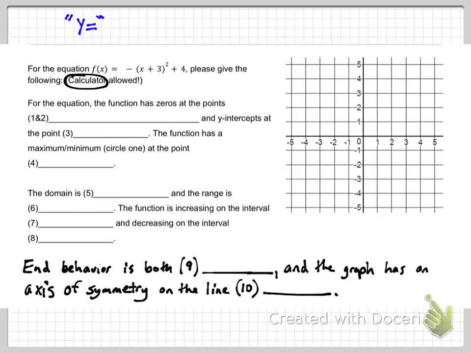Just a quick reminder how to use the calculator. You want to type in y equals and type the equation in there. You're going to click graph, and then you can click trace. And once you have clicked trace, then you can type in numbers. For example, if you type in 0, you'll get -5.